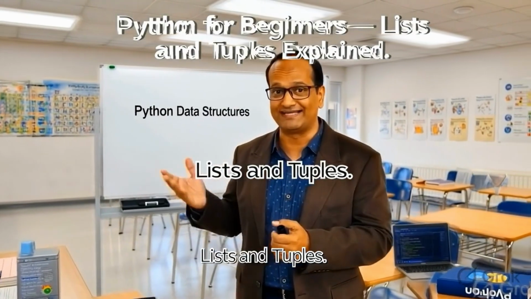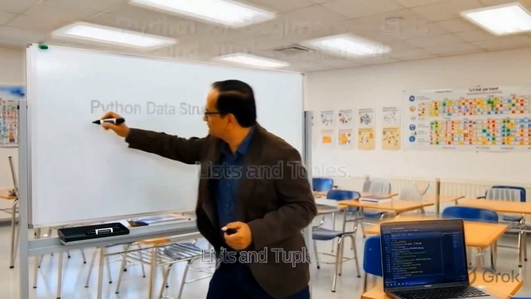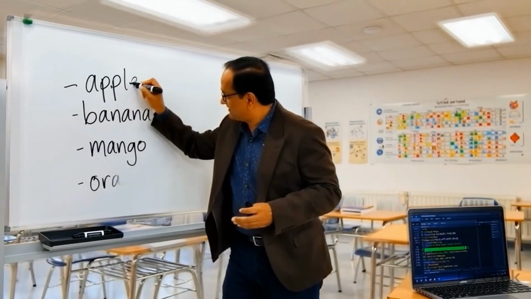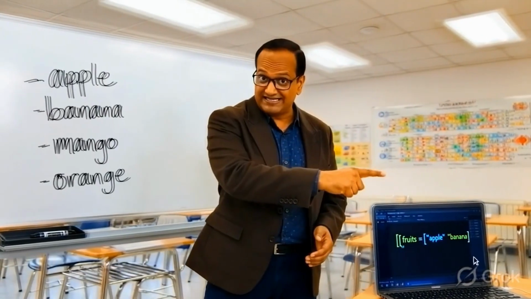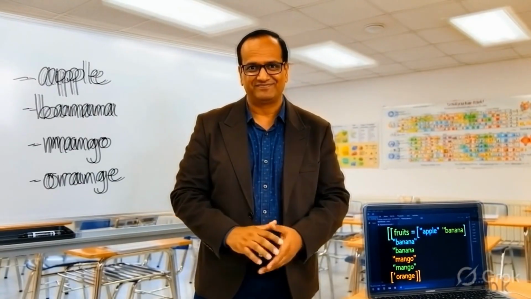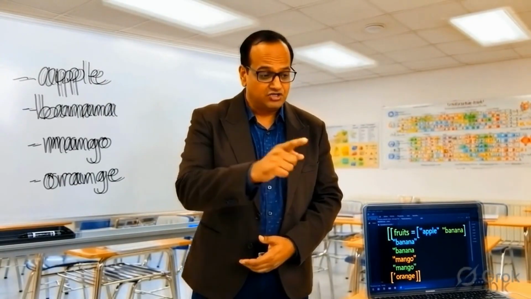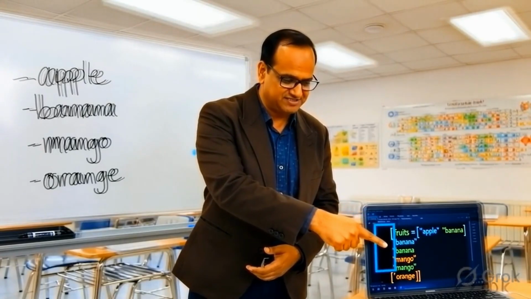First, let's talk about lists. Lists are mutable, meaning you can change them after creation. They're defined with square brackets. To create a list, use square brackets and separate items with commas. For example, fruits = ["apple", "banana", "cherry"]. The square brackets tell Python that this variable contains multiple items.